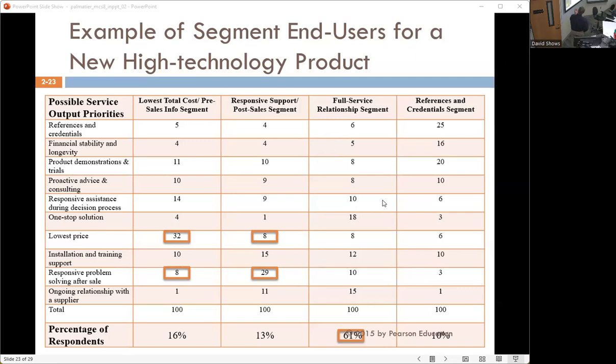And the last one is kind of funky. I think of this as either a military or a government organization that does bidding, because they want you to bring all sorts of references at the beginning, show that you're financially stable, do product demonstrations and be proactive.